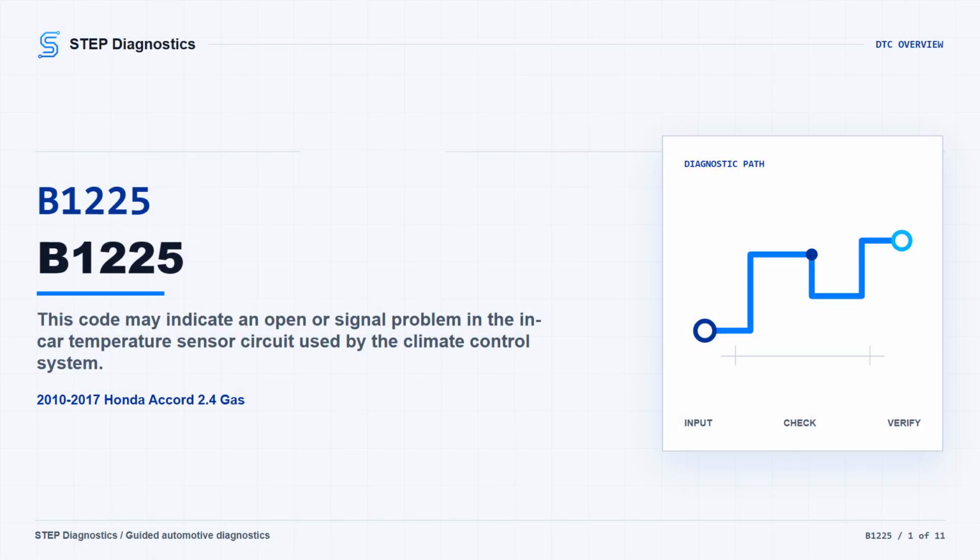On this Accord, B1225 points to a possible open in the in-car temperature sensor circuit for the climate control system. In plain terms, the climate control unit may not be seeing the in-cabin temperature signal the way it expects. The driver may notice automatic temperature control that feels inaccurate, slow to respond, or inconsistent.